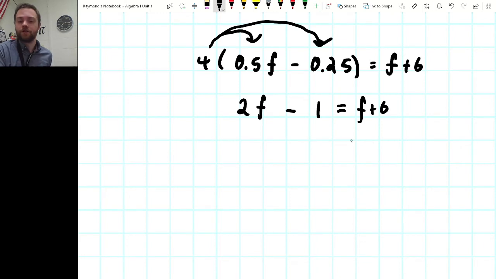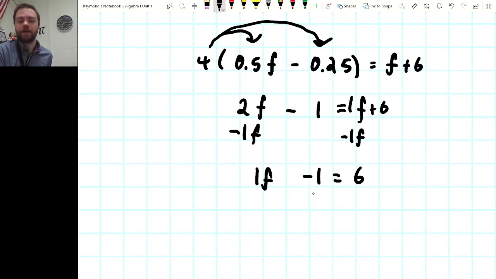And just a general rule of thumb, what I typically do is try to keep my variables positive if I can. So 2f I know is larger than 1f. So if I subtract 1f from both sides of this equation, I've got a positive coefficient on that variable. So the coefficient, just remember, is the number in front of the variable. So I've got 1f minus 1 equals 6. So what I've got to do now is solve for f.